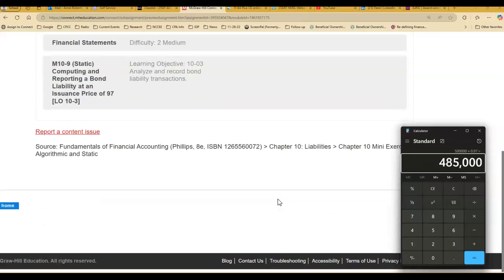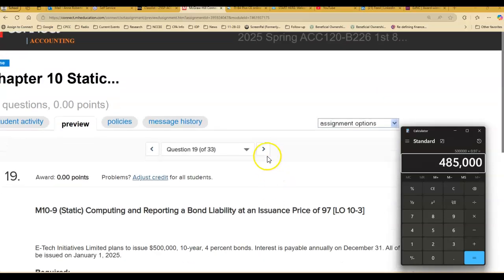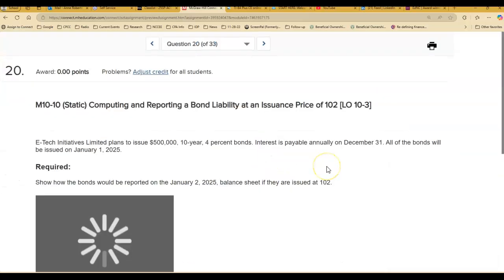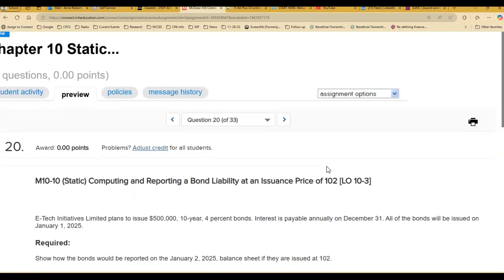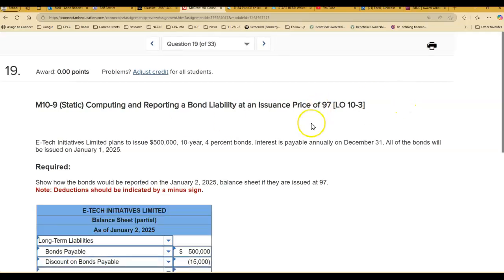All right, let's take a look at the next one. Here's the next one. Just realize nothing has changed up here on this bond issue. The only thing that has changed is they're issuing at 102. You with me? So I'm going to go back to number 19.